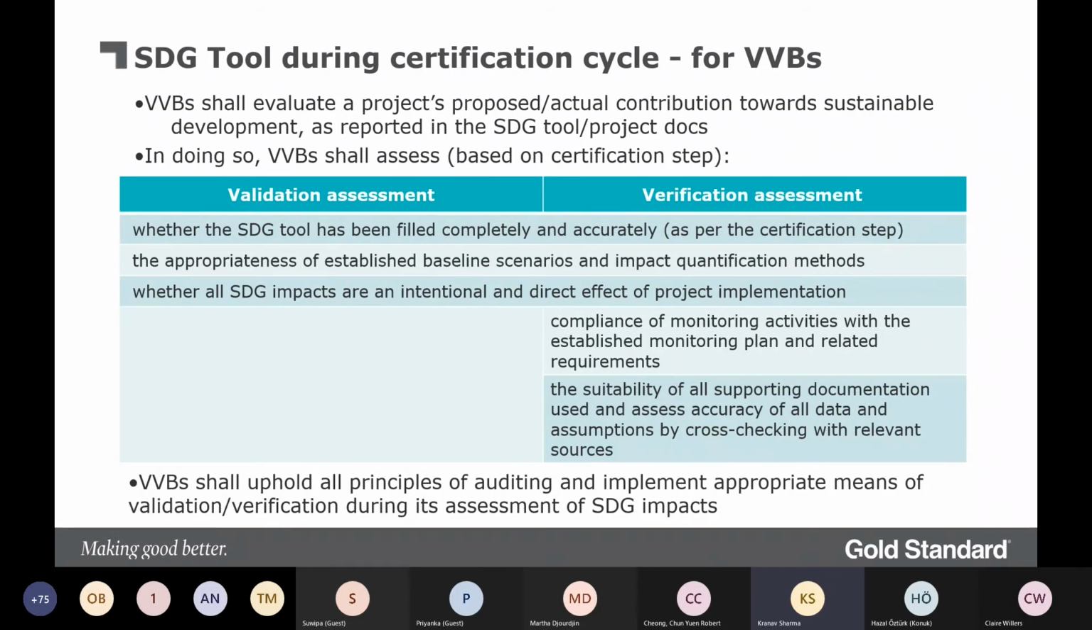So in some cases, the criteria is common. So the first three rows that you see are criteria that the VVB should follow, and they're common for both validation and verification. The last two are only for the verification. So in terms of the first one, the VVB should assess whether the SDG tool has been filled completely and accurately in accordance with the certification step. And this is in line with any other requirement that we have regarding filling of a particular project document template. So it's in the same vein as this.